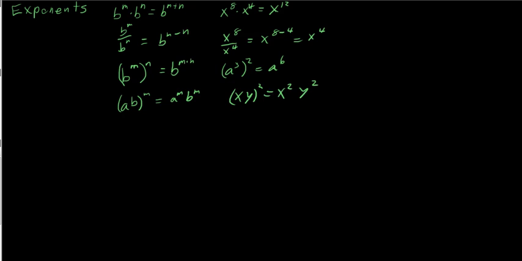And then our next one's kind of an extension of this. If we have a over b, and we raise that to the mth power, well, we can think of a over b as a times 1 over b. So it should be pretty natural that this is going to be a to the m over b to the m.